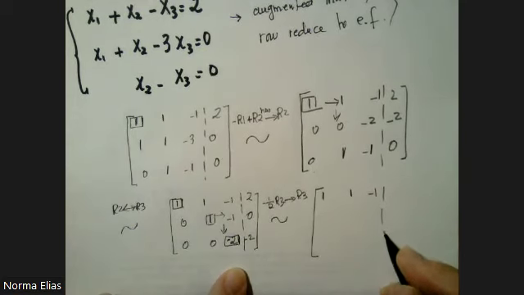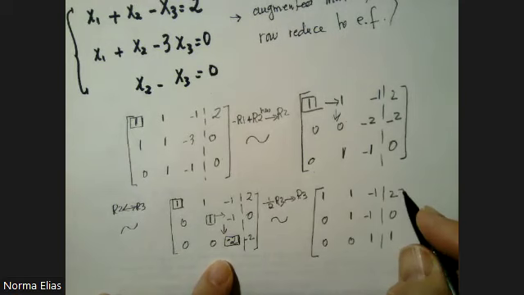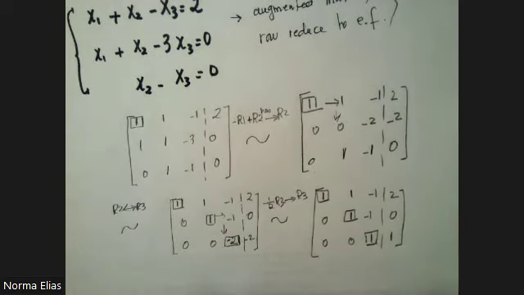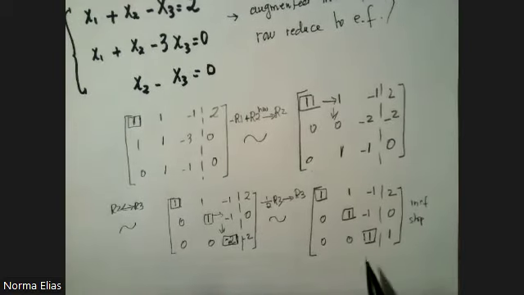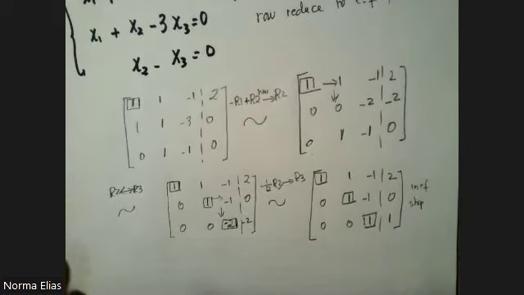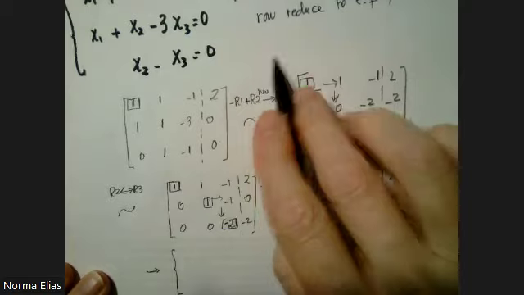2, 0, 1, minus 1, 0, 0, 0, 0, 1. You don't have to, as I said, but I think this makes it easier. Now I am in echelon form. I stop right there. And then we write the system that corresponds to this augmented matrix. So once you hit the echelon form, you write the system that corresponds to this augmented matrix. So let us write the system. So row reduce to echelon form, then write the system.